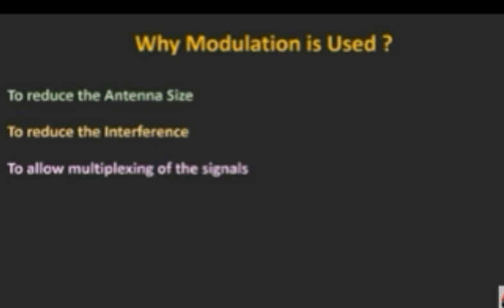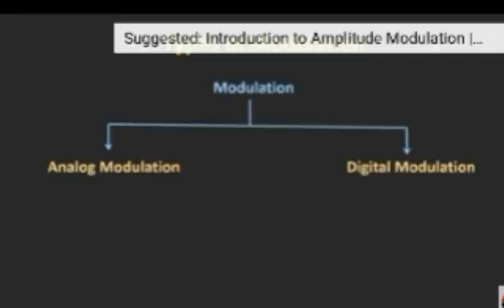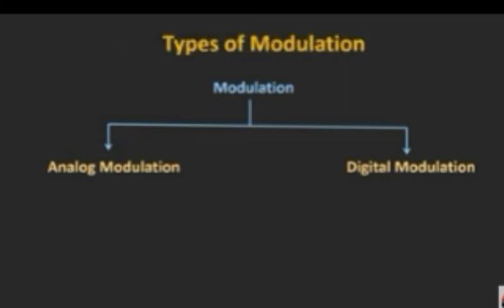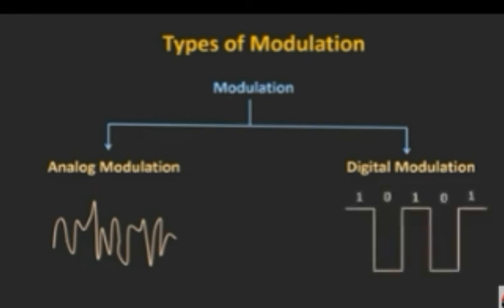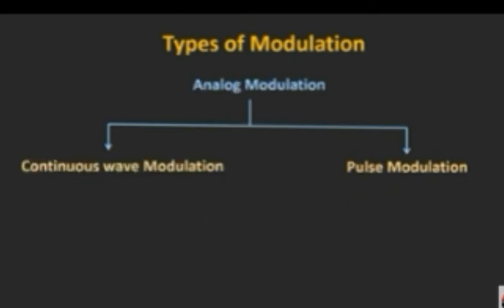Now let's see the different types of modulations. Broadly there are two types of modulations, analog modulation and digital modulation. If the message signal is analog, then it is known as analog modulation, and similarly if the message signal is in digital form, or in terms of 1s and 0s, it is digital modulation. First of all, let's talk about analog modulation.